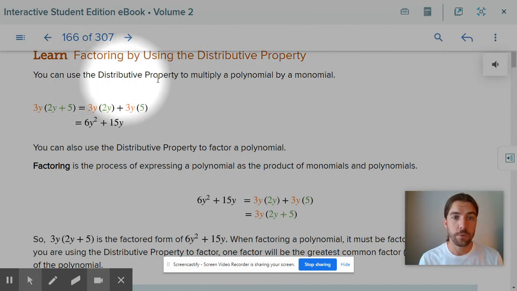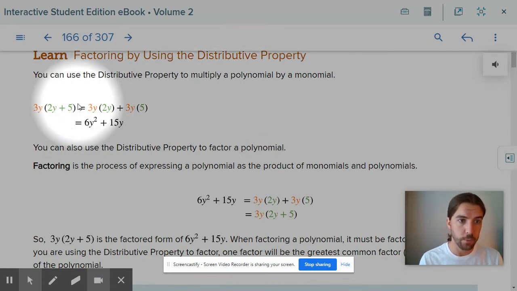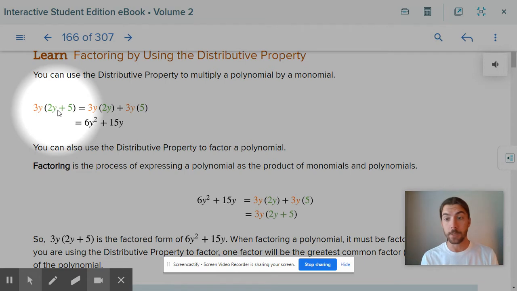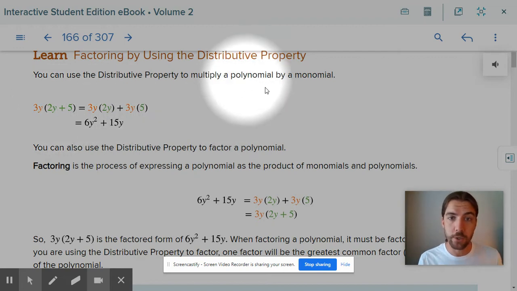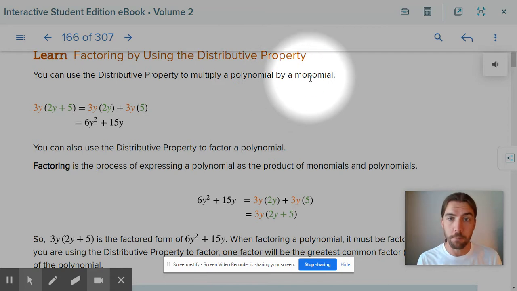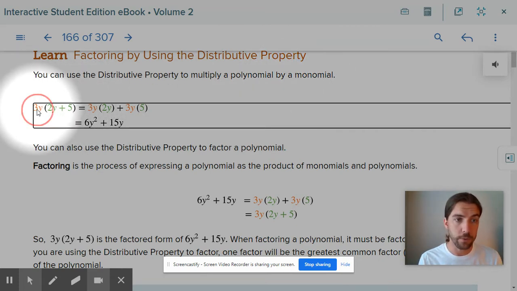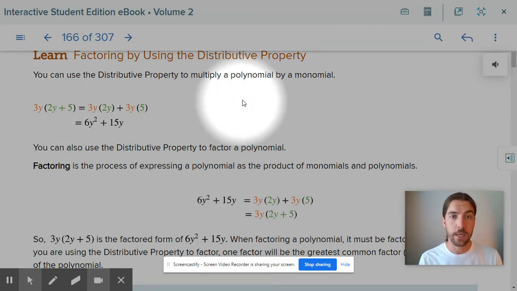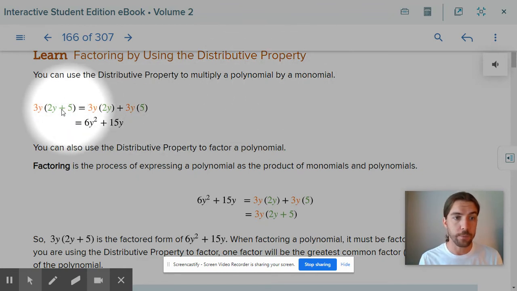So you can use the distributive property to multiply a polynomial by a monomial. Hopefully you can identify what these terms mean. Polynomial would be our green one here. Poly meaning many, like a polygon is a many-sided shape, a square, a triangle. These are polygons. Polynomials are things that have many numbers. Therefore, our monomial would be this red one here, the 3y. So we're looking at a polynomial multiplied by a monomial.